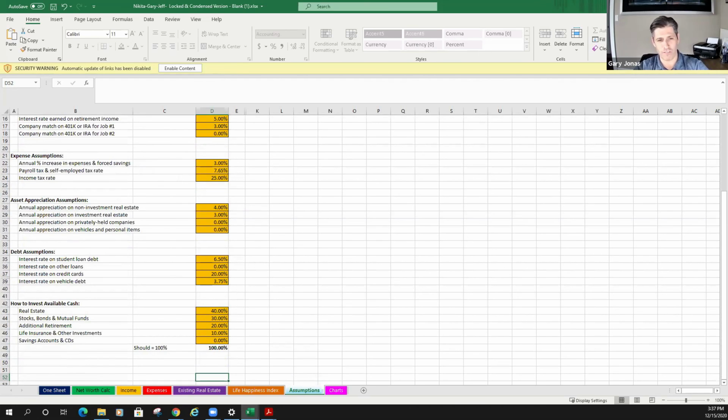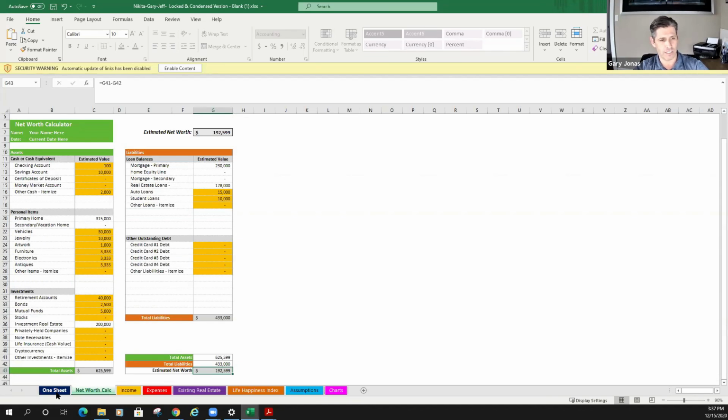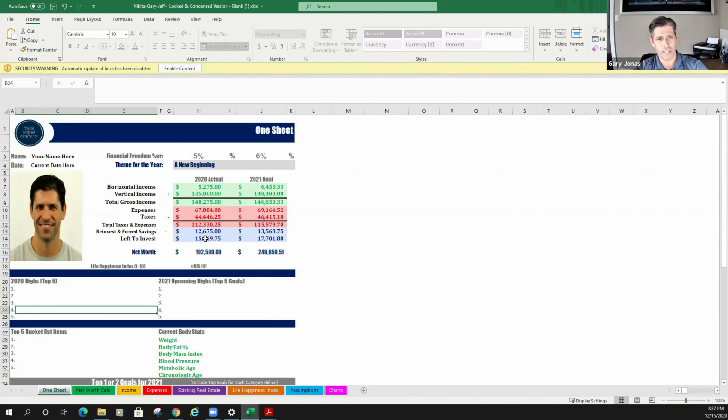So I'm just going to show you one thing real quick. I'm going to move from this sheet back to your net worth sheet. And this tells us that you basically have $15,000 left over to invest. It calculated the income that you put in, calculated the expenses that we went over, calculated the taxes that you had, and came up with you had $140,000 in income. You had $112,000 in expenses, including taxes. You put $12,675 into your retirement accounts, so that's really good. You have roughly $15,000 left over to invest.